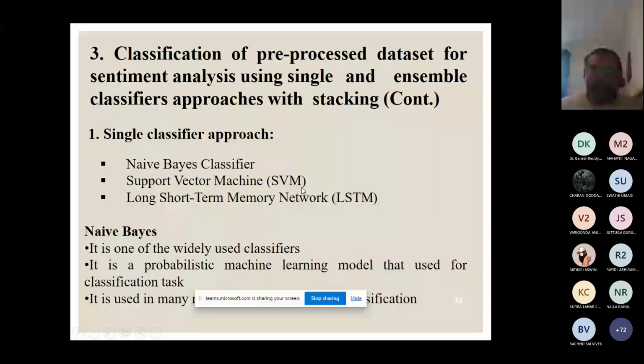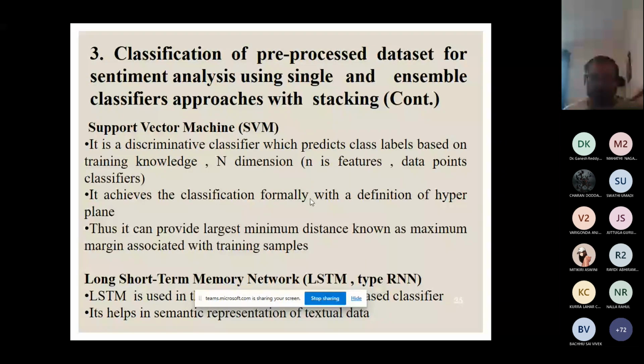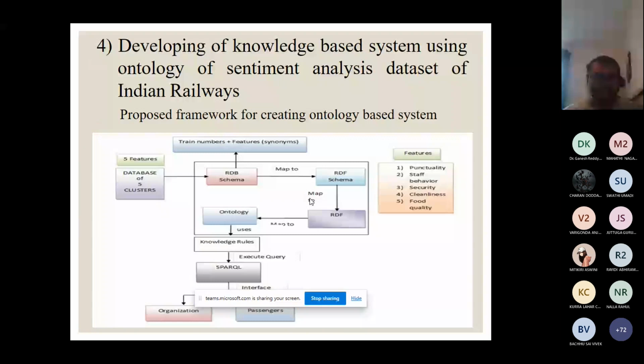In this classification, I used ensemble classification, not only a single machine learning approach. I combined machine learning and deep learning algorithms with the approach of stacking. Someone may go for boosting, voting, or stacking. I went with stacking because I went through some literature survey and benchmark papers and found it is better to go with stacking. I used algorithms like Naive Bayes, support vector machine and LSTM, an RNN, and I got results like this. So this is the classification approach I used.